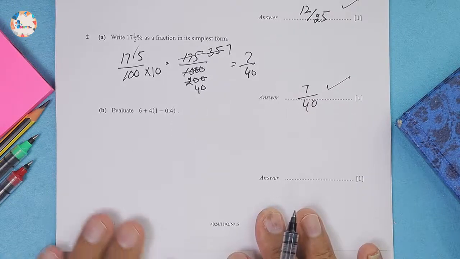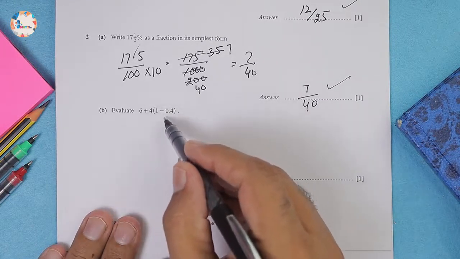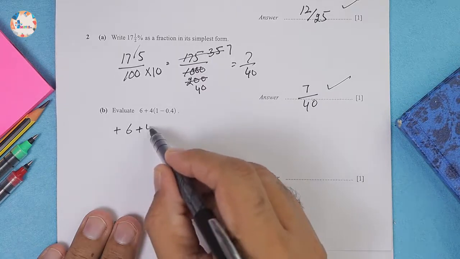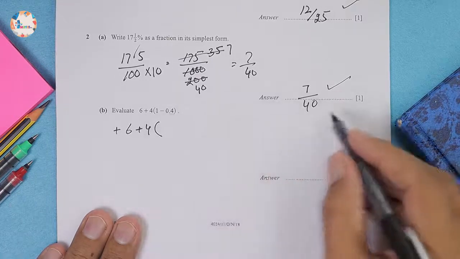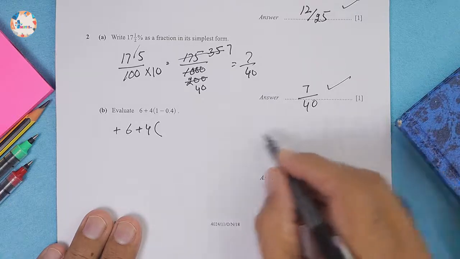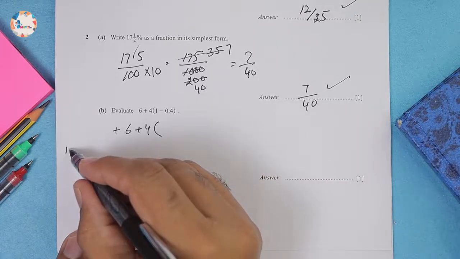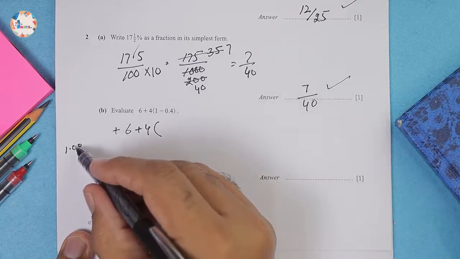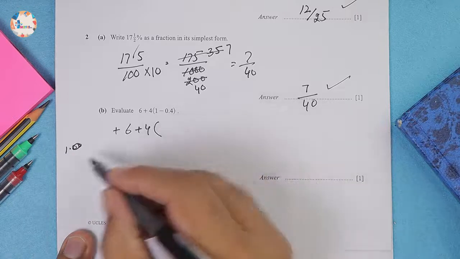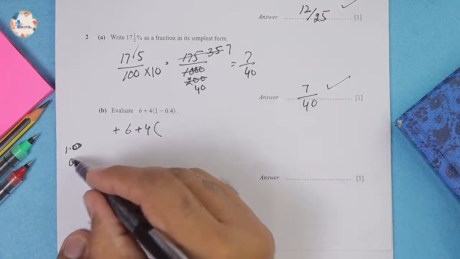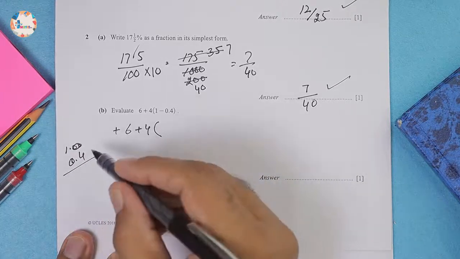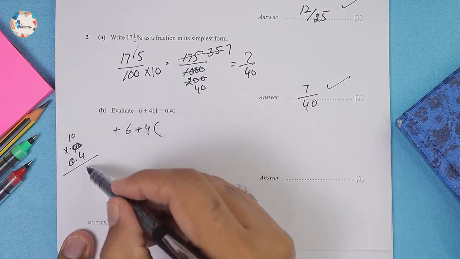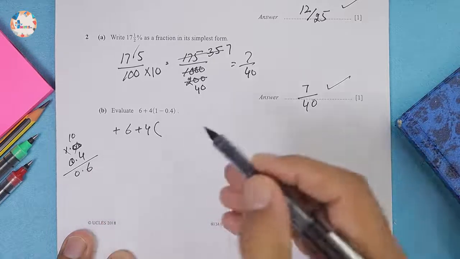Then we have to evaluate this one. First we will solve whatever is inside the brackets, and the rest we will copy as it is. This will be 1 minus 0.4. So we write 1 as 1.0 and subtract 0.4. This 1 will be cancelled and this will become 10. So 10 minus 4 is 6, so 0.6.